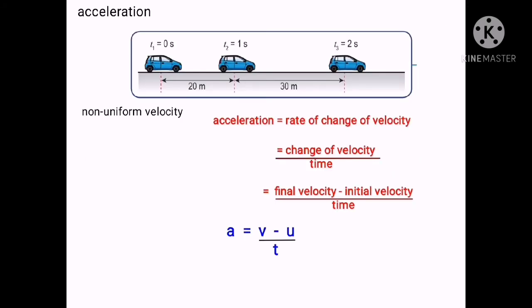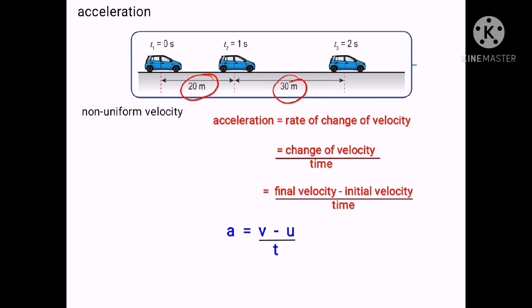Alright, now let's move on to acceleration. Acceleration means the car is getting faster and faster. Alright, acceleration happens when the car moves with a non-uniform velocity and the velocity is increasing. Alright, if you look here, first second it moves by 20 meter, and then the next second it moves by 30 meter. So now we want to calculate the acceleration.